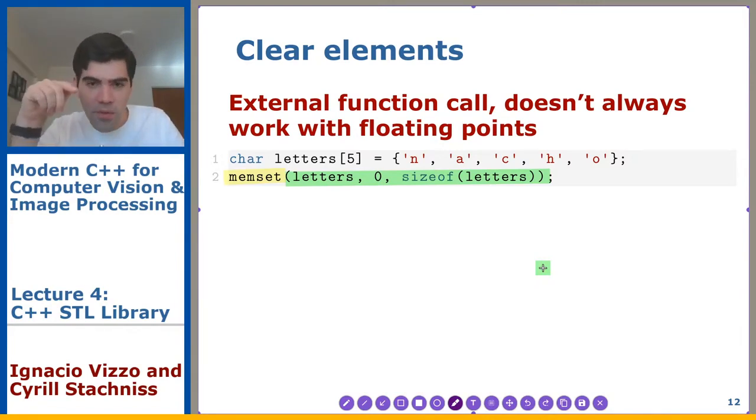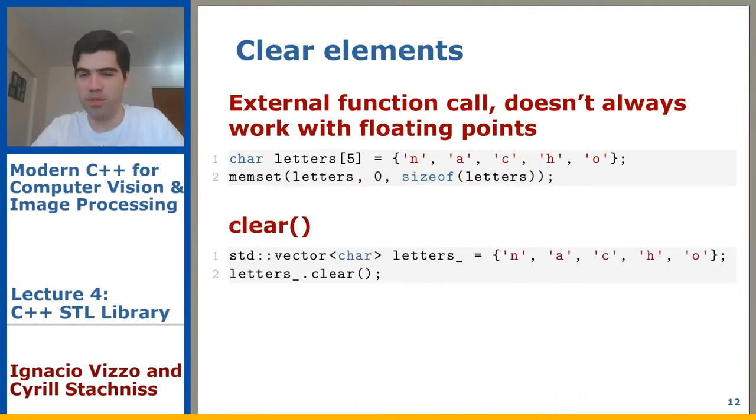So if you print the array before and after, you will see Ignacio first and then nothing. But the thing is that depending on some variables, let's say if you try to do this with floating point arrays, this might not work. So this is not even super safe.